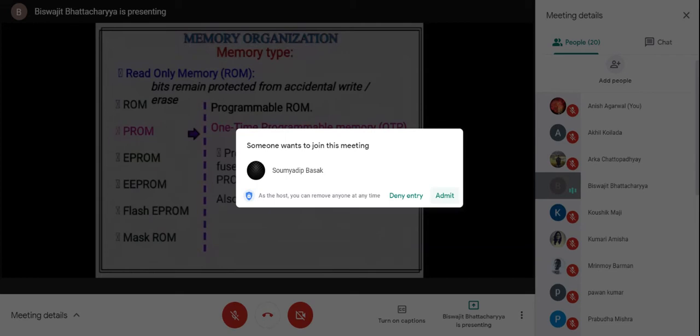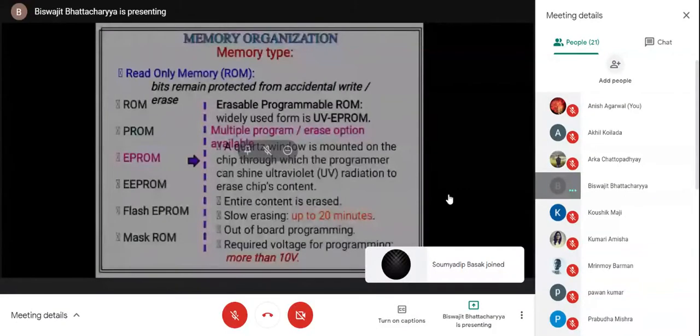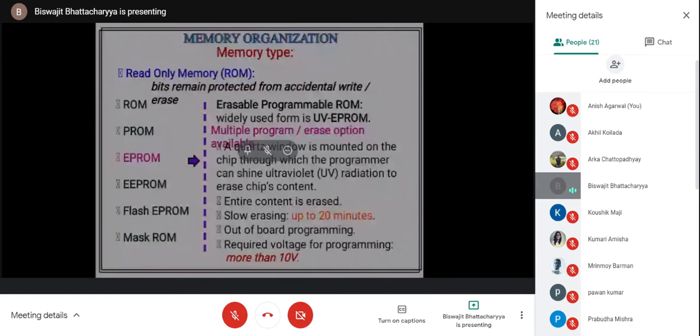Now our next thing is EPROM, erasable programmable ROM. Once data is stored there, the data can be erased. How can the data be erased? Actually, within the chip encapsulation, a small quartz window is mounted.